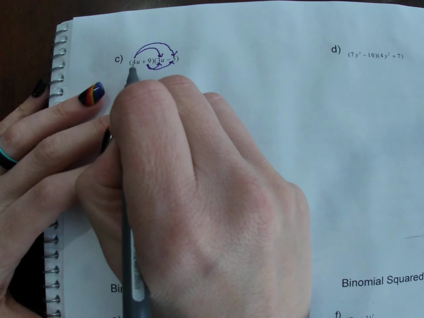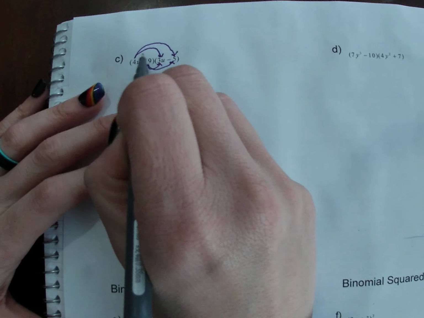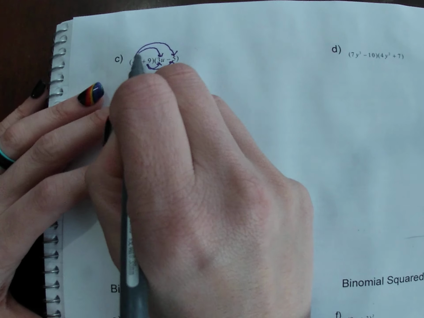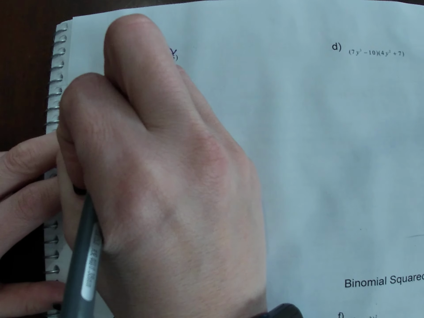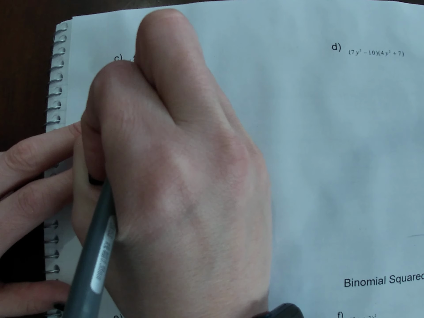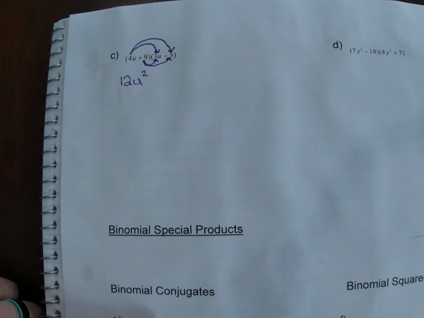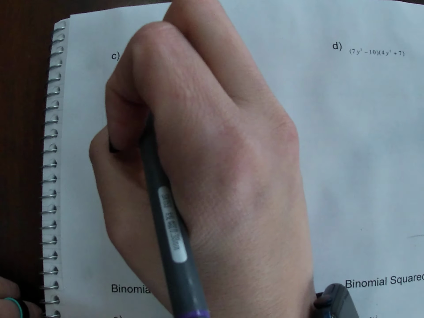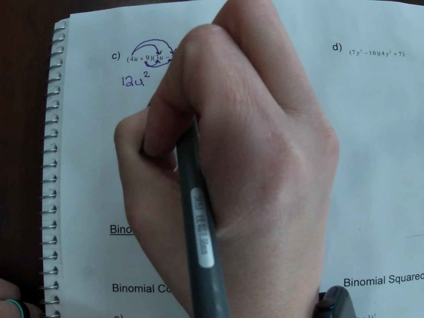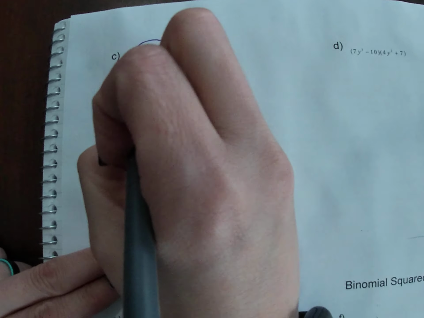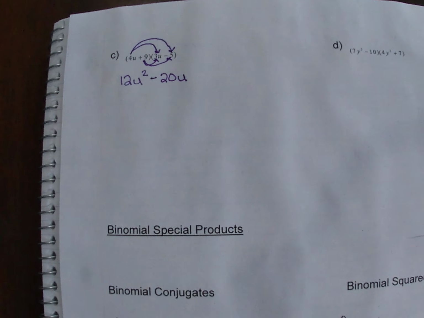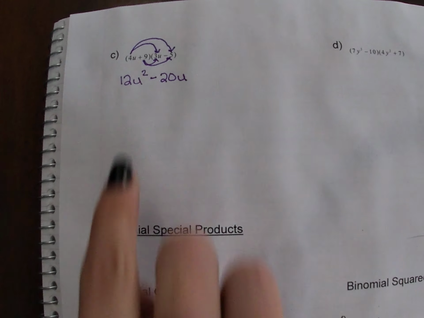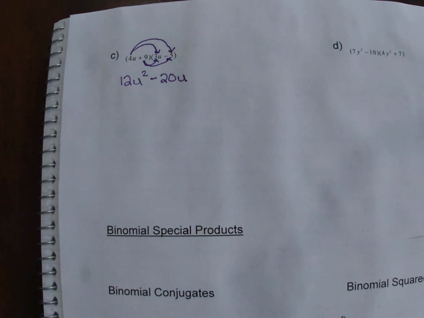Okay, so if we go through 4u times 3u, I'm distributing that 4u to the first term of the second binomial. I'm ignoring that 9 and taking 4u times 3u, which gives me a 12u squared. Okay, I'm distributing that 4u over here to the second term. So 4u times negative 5 gives me a negative 20u. Now, I'm done distributing that 4u. That 4u and the 9 within the same binomial, those never get multiplied together.